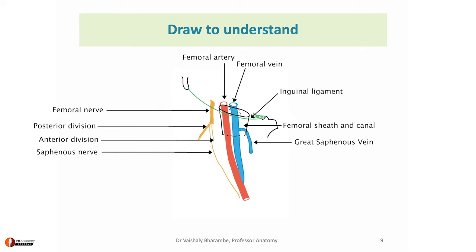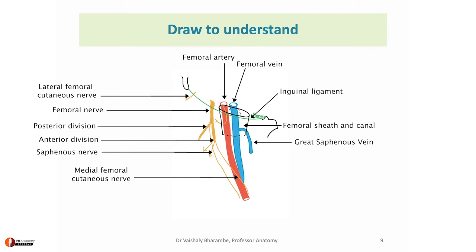The anterior division supplies the sartorius muscle, the intermediate femoral cutaneous nerve, and gives rise to a branch that crosses the artery from lateral to medial side, the medial femoral cutaneous nerve. Also present in front of the artery is the femoral branch of genitofemoral nerve, and also present here in the lateralmost angle is the lateral femoral cutaneous nerve.